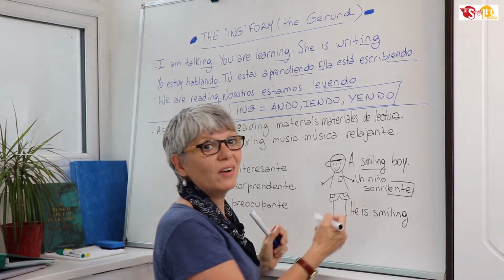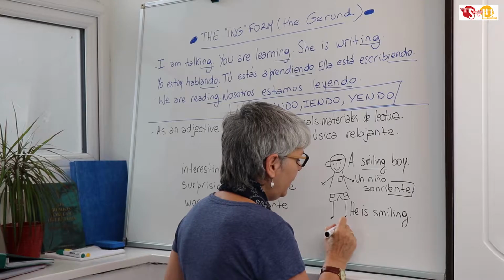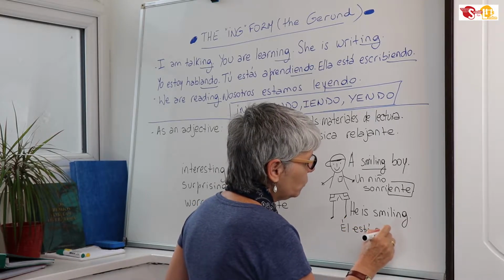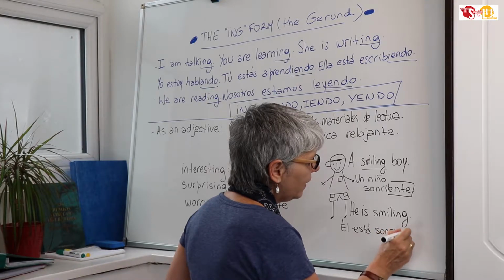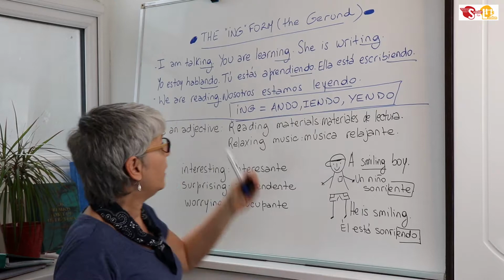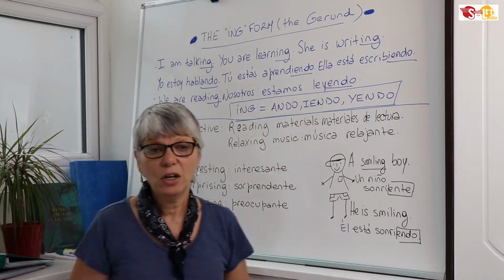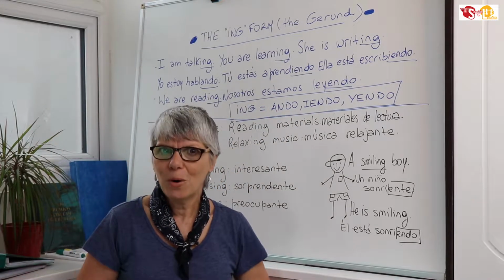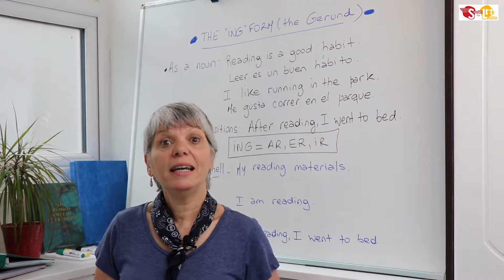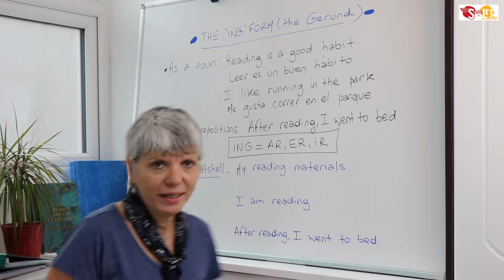What is he doing right now? Okay, él está sonriendo. And in this case, you have to put the form ending with ando, iendo, or yendo. Now, let's see more cases. In English, we also use the ing as a noun. Let's see one example.